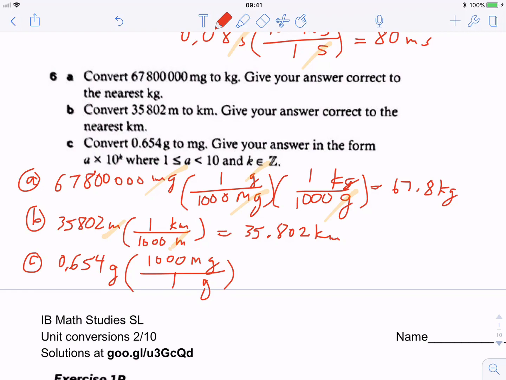So now I'm going to have 0.654 times 1,000. So that's going to be 654 milligrams. Okay, and just to show you, the grams cancel out and I'm left with milligrams, right? So that's the answer for C. And that's it for page 1.